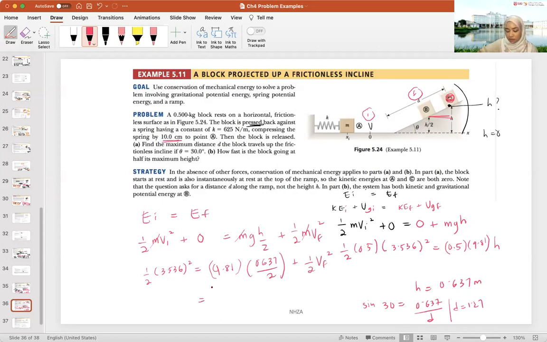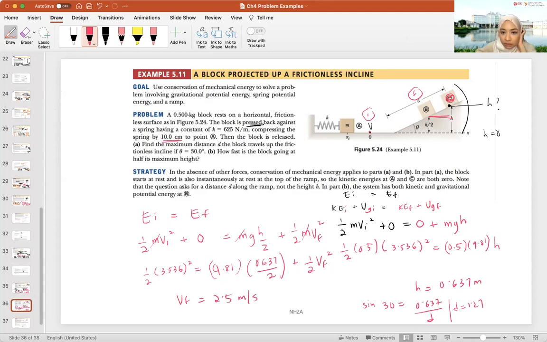So let's see if our answer is the same as the textbook. 3.536 squared divided by 2, minus 9.81 times 0.637 divided by 2. Square root. I get 2.5. Did you get 2.5? 2.5. Okay. Thank you, Daniel. I get 2.5 for our v final. So we get 2.5 meters per second.